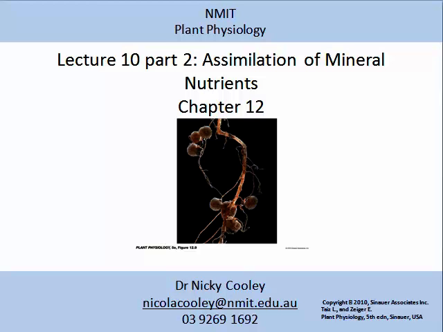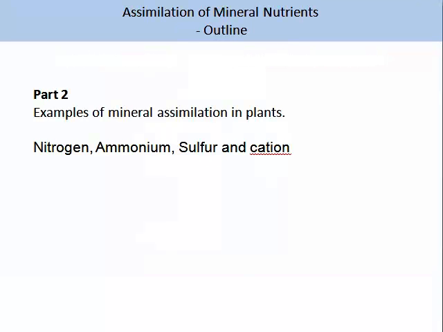Please ensure that you have watched both Topic 4 on nutrients and Lecture 10, Part 1, before continuing on with this lecture. In Part 2 on the assimilation of mineral nutrients, we will look at specific examples of mineral assimilation in plants. This will include nitrogen, ammonia, sulfate, and cation assimilation.